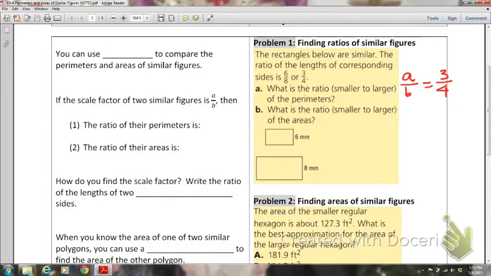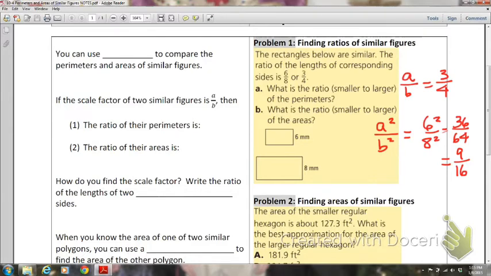And what's the ratio of the areas? For the areas, you take that scale factor, or the ratio of the perimeters, and you square the numerator and the denominator. So here, we're going to have 6 squared over 8 squared, which is 36 over 64, or reduced down, 9/16 is going to be the ratio of the areas of these two figures.